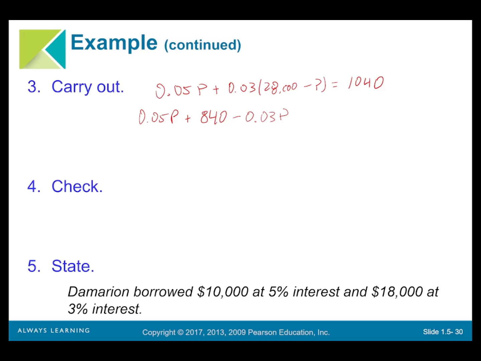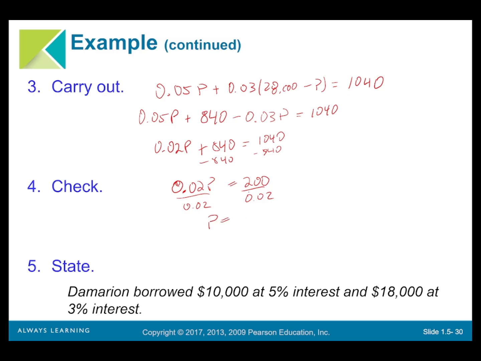Now I combine like terms and I get 0.02 P plus, let me not forget to write down the right-hand side there. Okay, so 0.02 P plus 840 equals 1,040. So I subtract 840 from both sides, and I get 0.02 P equals 200. And I divide by 0.02. P equals 10,000.